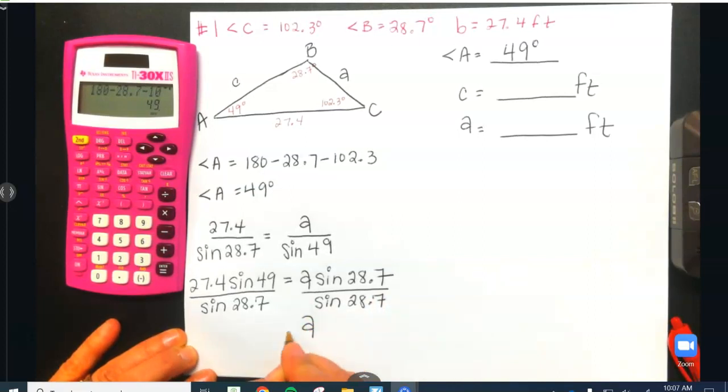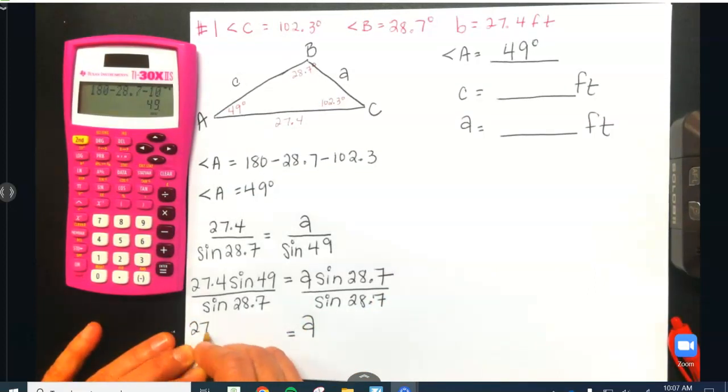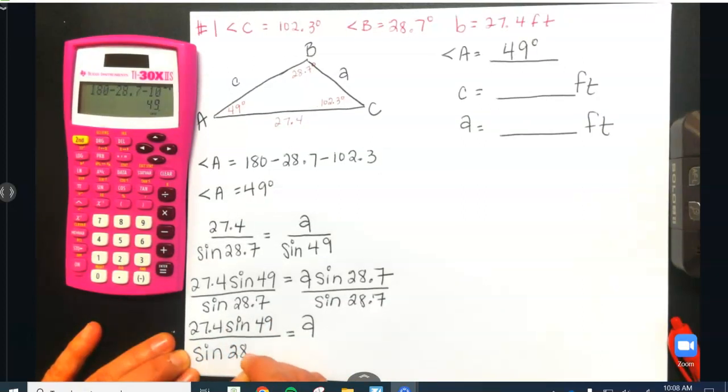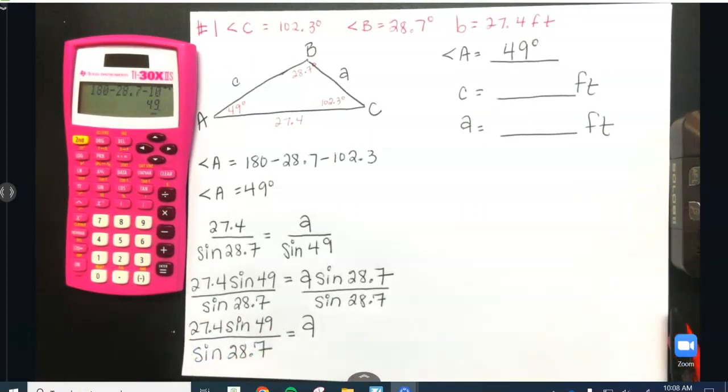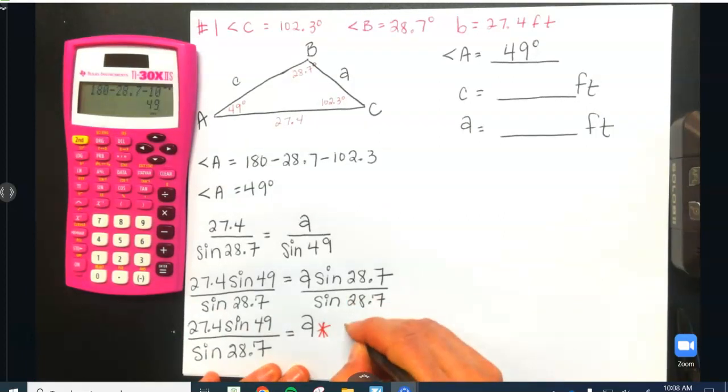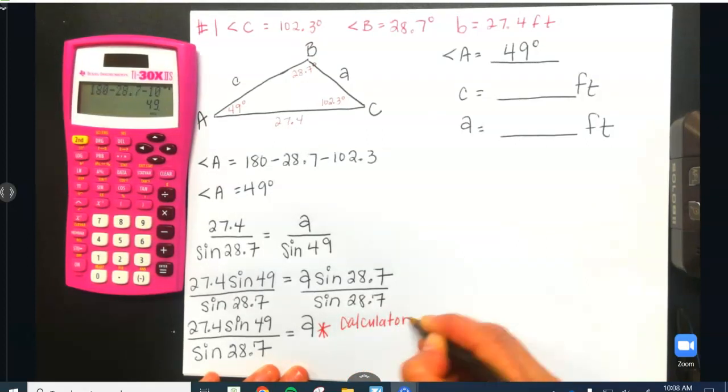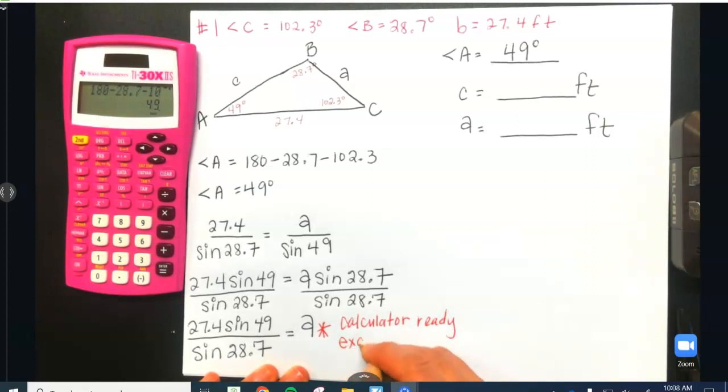So A is going to equal 27.4 sine 49 on top, divided by sine of 28.7. So a couple of things about this line of my work. This is called calculator ready. Pretty easy to put in the calculator, y'all. Calculator ready. And it's also exact form. I mean, as soon as we type in the calculator, we're going to have to round.